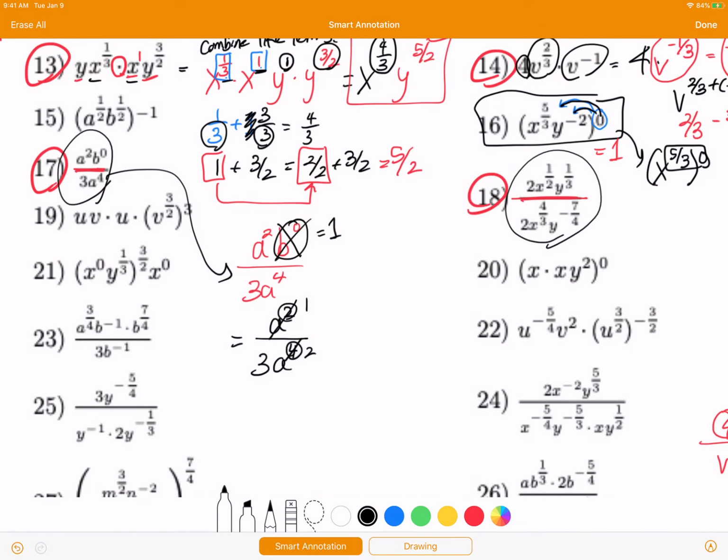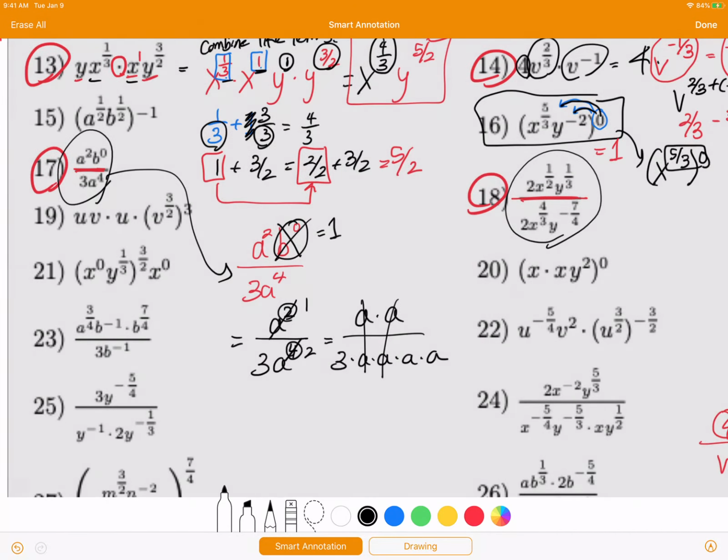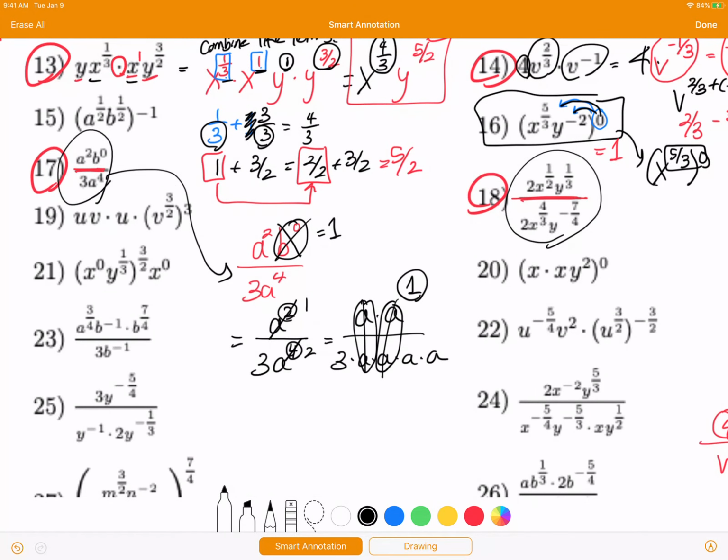The reason why is because, well, if I were to rewrite it in this format, a times a, 3 times a times a times a times a, because that's what it means to have a 4th power. Notice how 2 of these will cancel out and there should be nothing left, but that doesn't mean that it's a 0, it means it's a 1 in there because a over a is not 0, it's 1. So 1 times 1 is just simply 1. And 2 of the a's are in the denominator, so the way to rewrite this question is 1 over 3a squared.